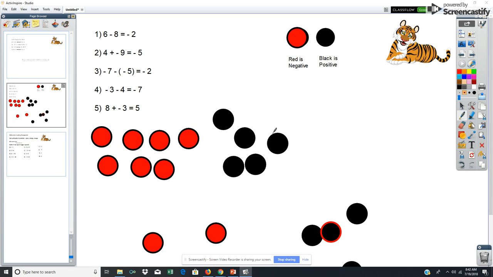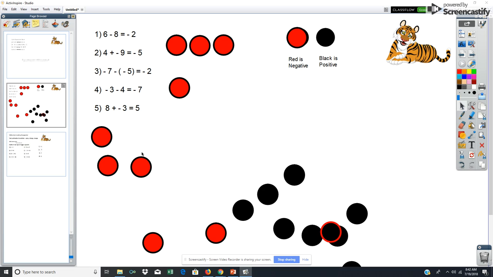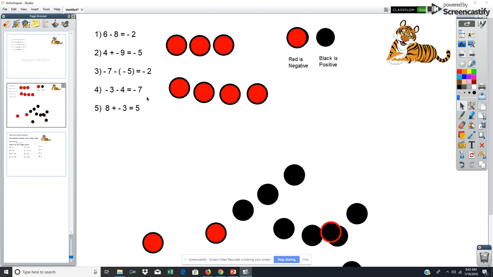Okay, now the opposite of 3 and the opposite of 4. Problem number 4 here is the opposite of 3 and the opposite of 4. Well, I'm not going to use any black ones this time. I need 4 red for the opposite of 4. I have no 0 pairs to cancel out, so what I'm left with are 7 red circles representing negative 7.